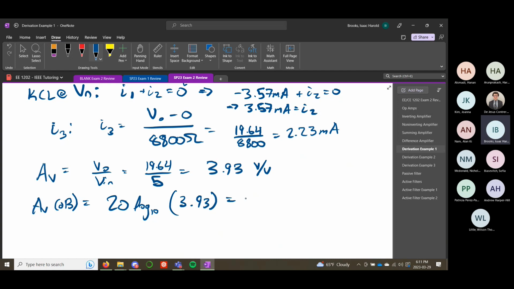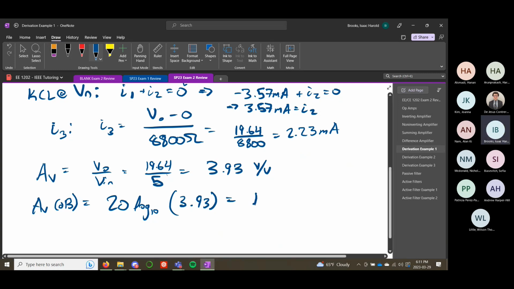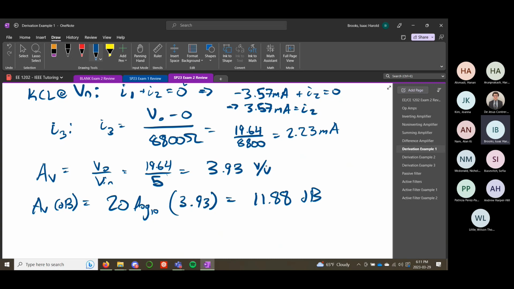times the log base 10 of 3.3. Oh, my calculator doesn't have logs on it. Does anyone have the answer there? 11.88, thank you. Decibels. Okay. Gotta get a better calculator app.